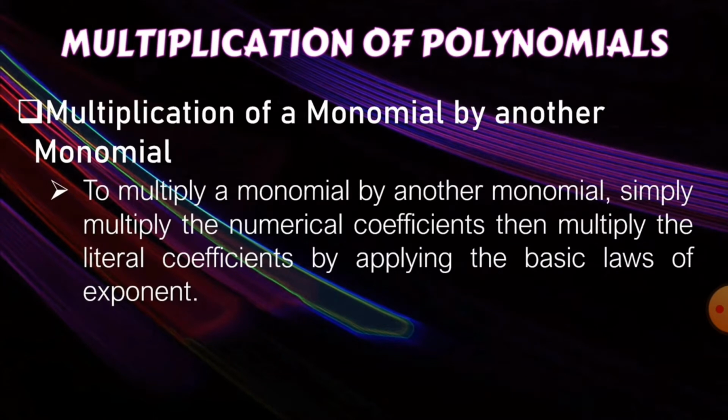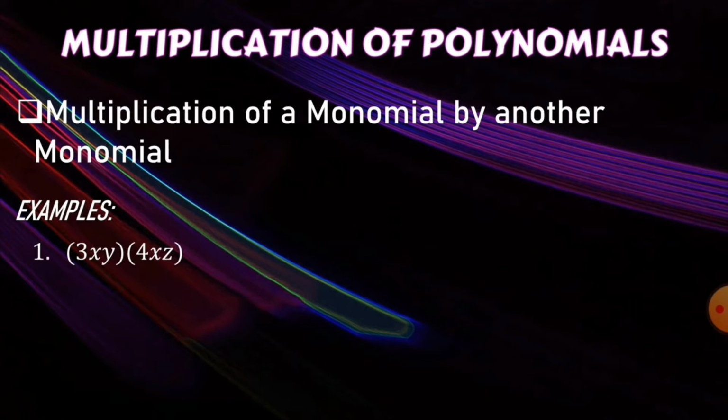To multiply a monomial by another monomial, we simply multiply the numerical coefficients, then multiply the literal coefficients by applying the basic laws of exponent. So we need to apply what we just learned about the basic laws of exponent. Okay? To understand better, let's have an example. Number 1, 3xy times 4xz.